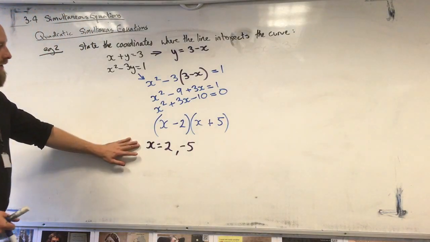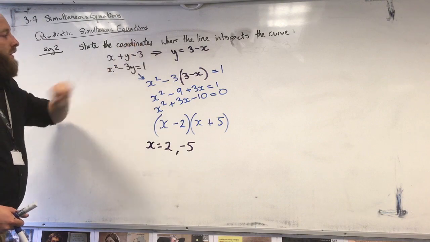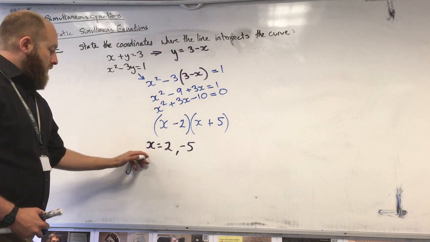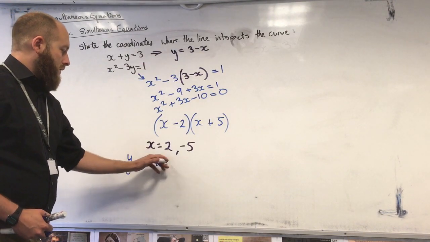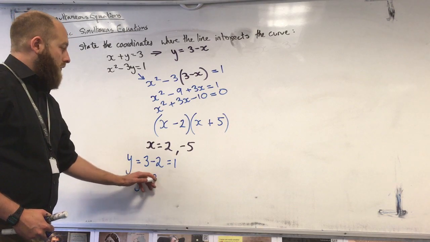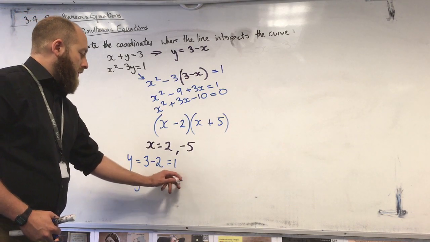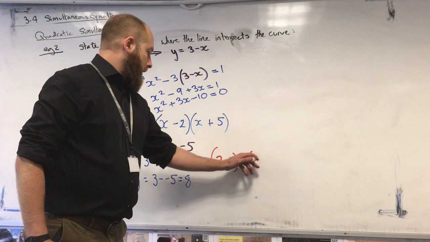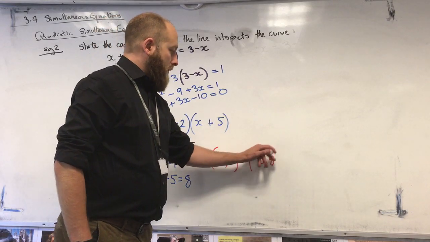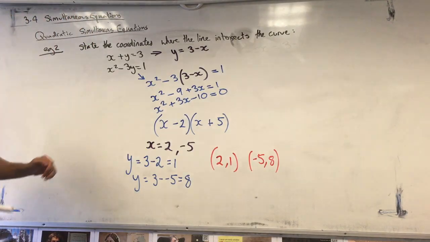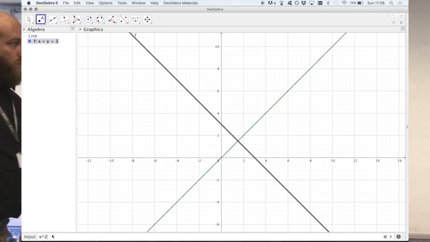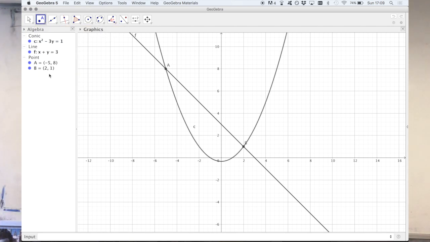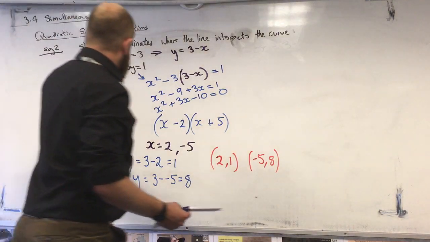So we can now use these to find the y coordinates, because it does say state the coordinates. So we're going to put these back into this equation and get y equals 3 minus 2, which is 1, or y equals 3 minus 5, which is 8. So our coordinates are going to be 2, 1, and minus 5, 8. So if I wanted to sketch this, which I'll try and do now, you can see the coordinates match up with our intersections. Okay, so just to summarise this last bit.